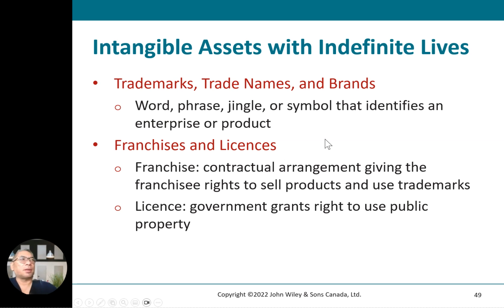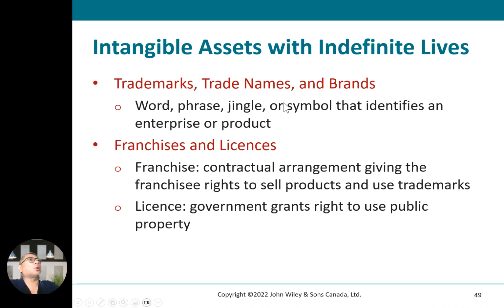Franchises and licenses. A franchise is a contractual agreement giving the franchisee the right to sell a product and use a trademark. The most popular franchise in Canada is Tim Hortons. They are the number one leading coffee and donut shop. In the US it would be Dunkin' Donuts. A license is where the government grants the right to use public property.